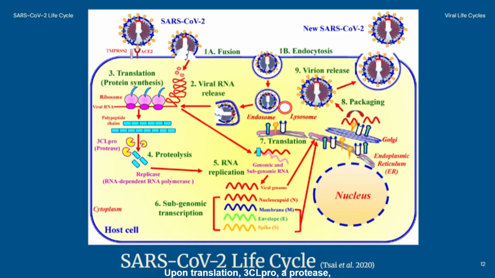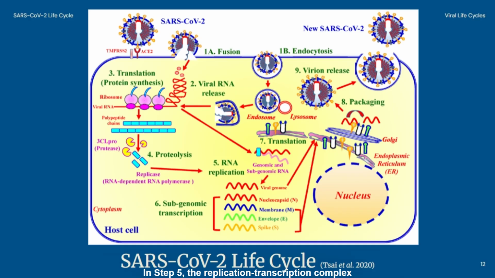Upon translation, 3CL-Pro, a protease, becomes active and autocleaves itself from the rest of the polyprotein. 3CL-Pro then cleaves the polyprotein and allows other proteases to become active to finish cleaving the polyprotein into its functioning parts. These functioning parts make up the replication transcription complex and include RNA helicase and RNA-dependent RNA polymerase and proteins for adding a 5' cap and poly-A tail on the viral RNA to prevent host recognition.